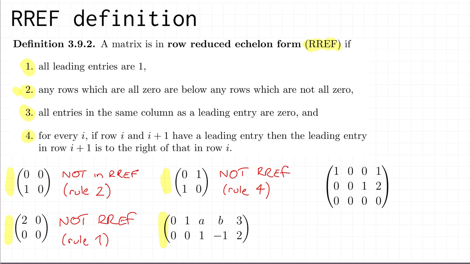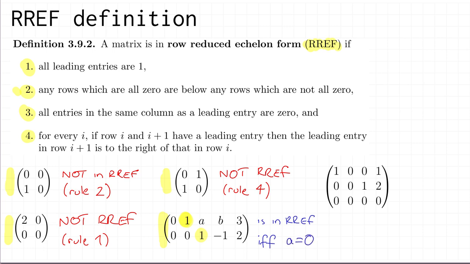On the other hand, rule 4 is absolutely fine because rows 1 and 2 do have leading entries, and it's true that the row 2 leading entry is to the right of the row 1 leading entry. So the row 2 leading entry is there, and it's to the right of the row 1 leading entry here. So this is in row-reduced echelon form if and only if a is equal to 0.